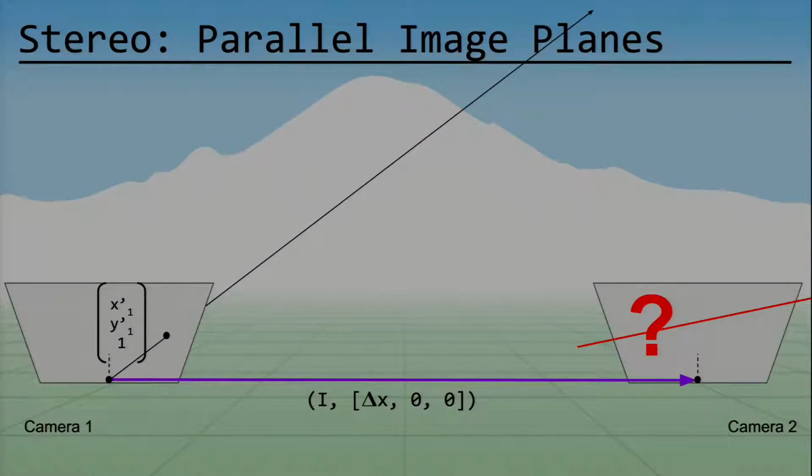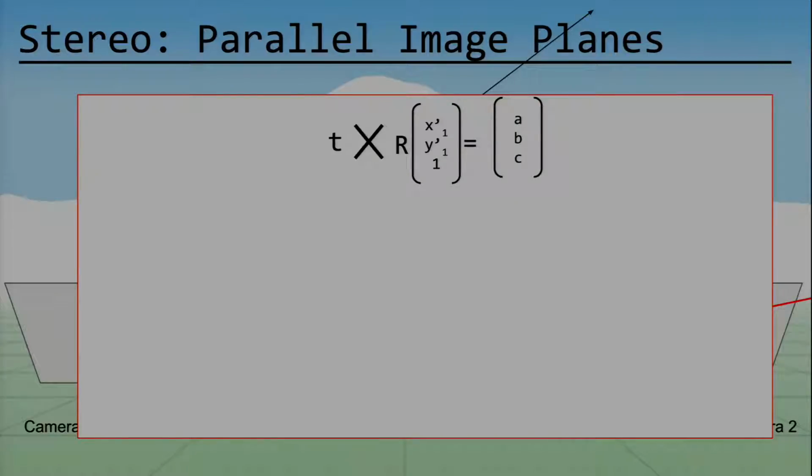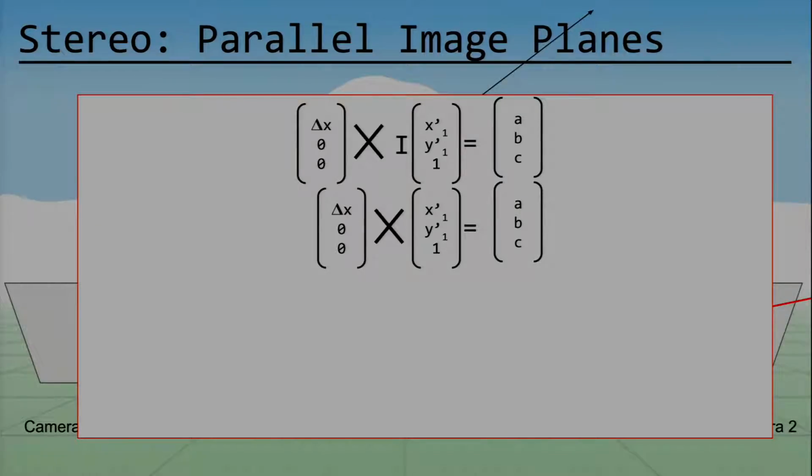Let's actually derive this from the math. If we recall, here's what our equation for the line looks like: T cross R times our points on the first image plane gives us the equation for our line. Let's plug in our translation and rotation. Since the image planes are parallel, our rotation is just the identity matrix, and our translation is just an x value followed by 0 and 0. Any vector times the identity matrix is just itself, so we can drop that out. Then if we multiply out this cross product, what we get is something that looks like this. This is the equation for our line in the case where we have parallel image planes.